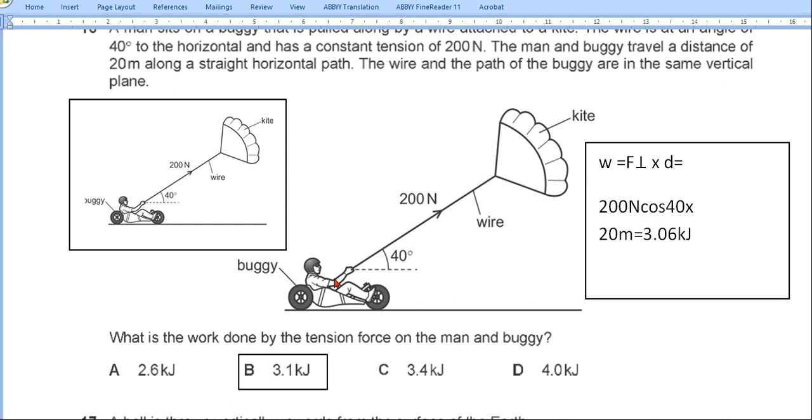So first of all, the man is moving horizontally, so we need the horizontal component of the force, so 200 Newton times cosine 40, and the distance, we take the distance because this component moved the object through this distance, 20 meters.